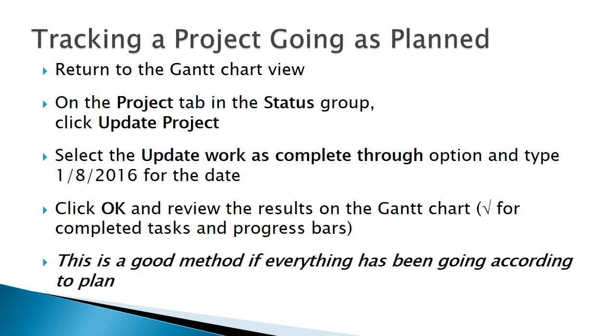One way to track progress is to mark everything as completed as expected up to a given date. This is accomplished through the Project tab, Status Group, Update Project function. Project begins to draw progress lines inside the bars of the Gantt chart to show the progress. If everything is going according to plan, this is the easiest way to update the status.